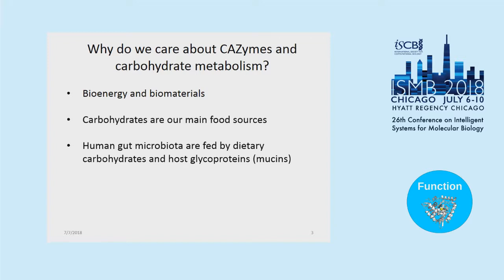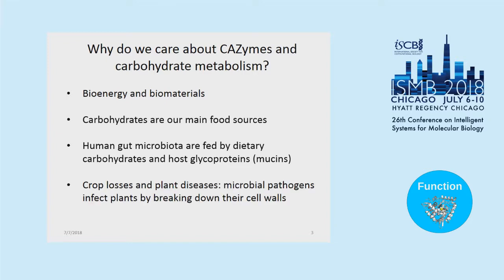Basically, human gut cells can secrete those glycoproteins called mucins. Those are also food for gut bacteria. The last thing is microbial pathogens. They synthesize and secrete a lot of carbohydrate active enzymes to degrade plant cell walls. That's the major reason for plant disease.